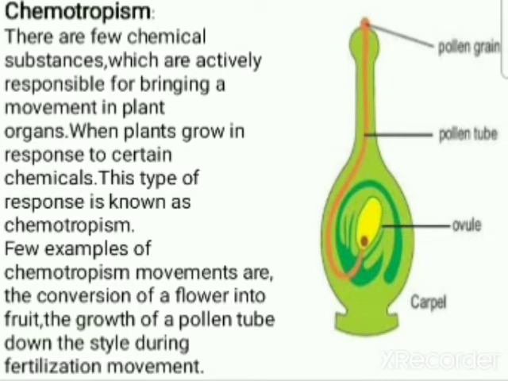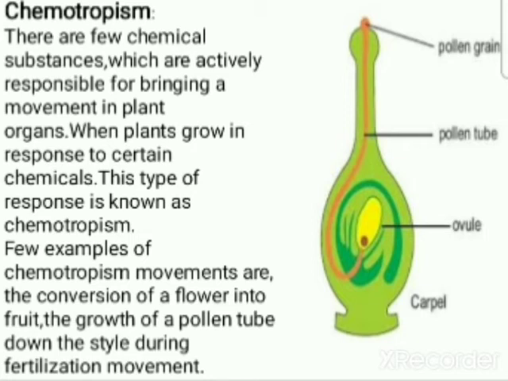As you can see in the picture, this is how the fertilization process takes place in a flower. The pollen grain, once it sticks to the stigma, creates a pollen tube. Now, this growth of the pollen tube towards the ovule is done with the help of a chemical. This movement of the pollen tube from the stigma towards the ovule is due to chemotropism.